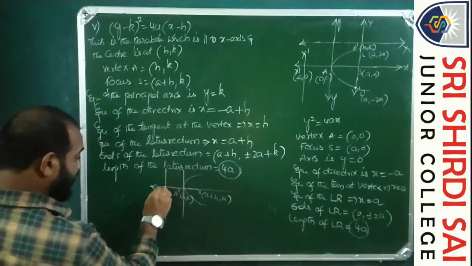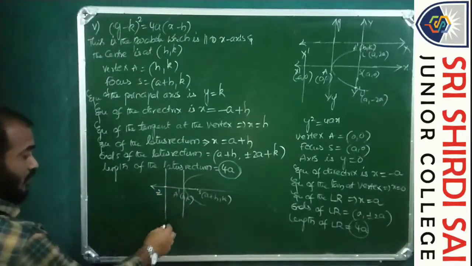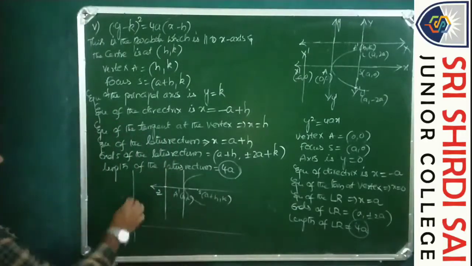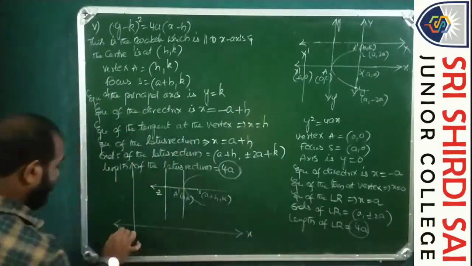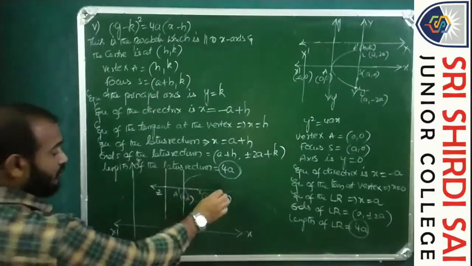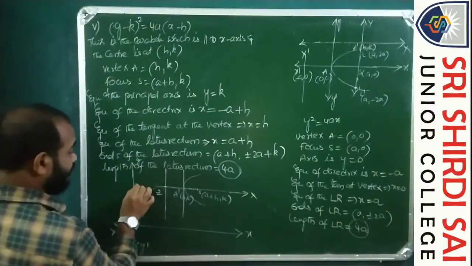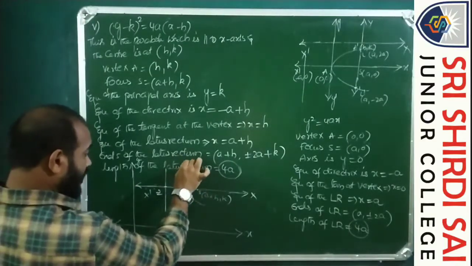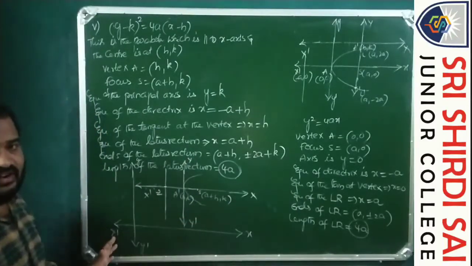This is our vertex. This is Z. This is minus a plus h comma k. So everything is same, provided the diagram is somewhat like this. So this is x-axis, negative x-axis, y-axis, negative y-axis. This is my changed axis, capital X, x dash, capital Y, y dash. Hope the concept is crystal clear now.